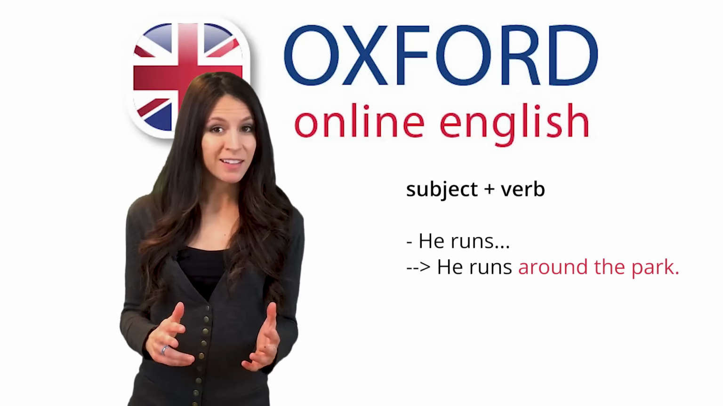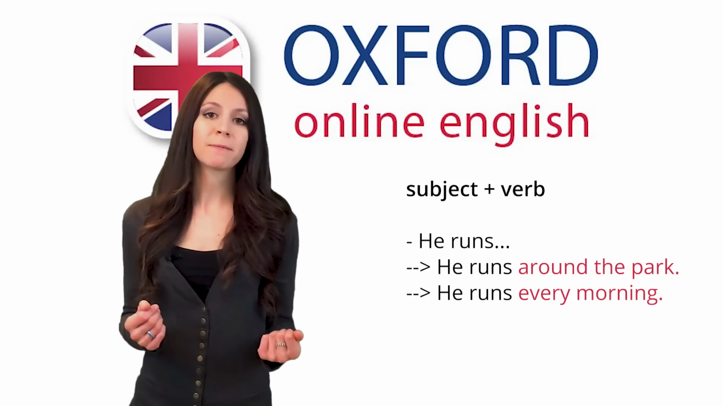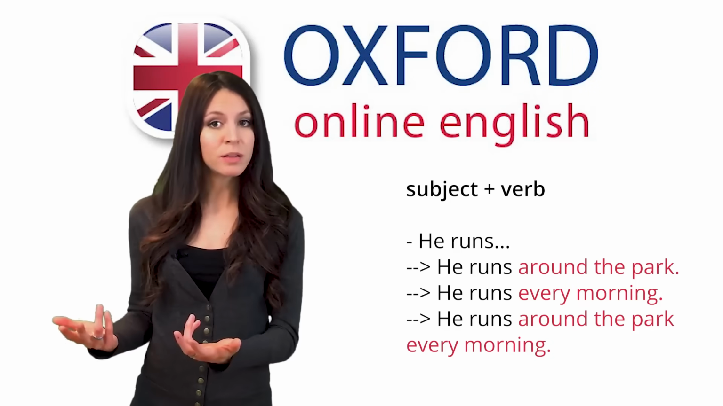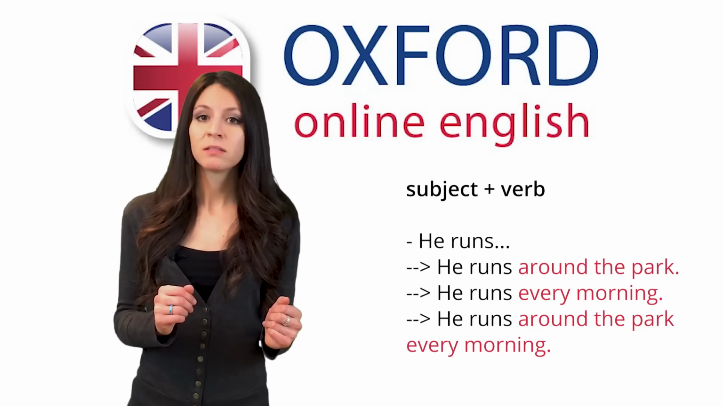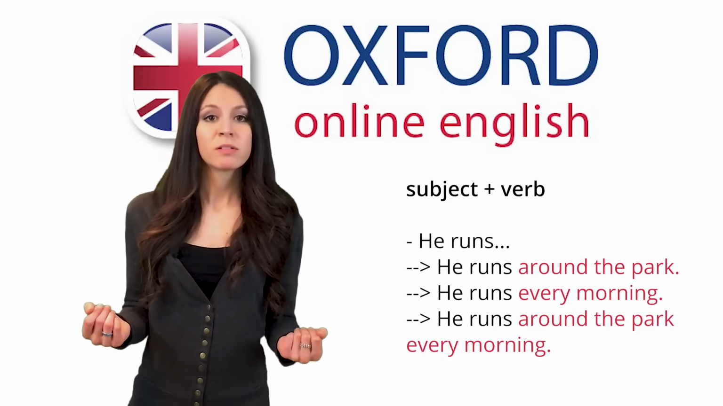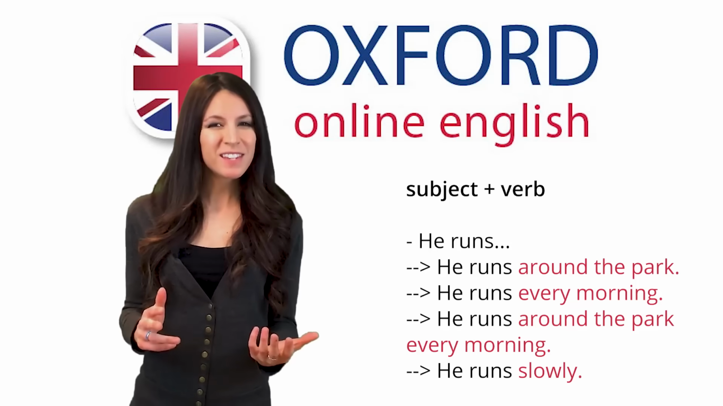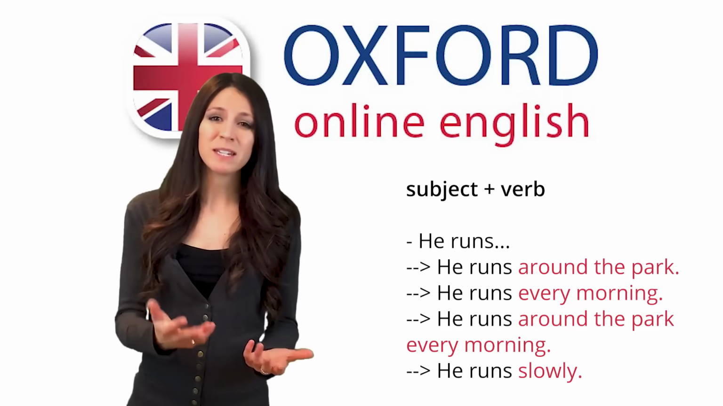You could add an adverb of time. He runs every morning. You could add both. He runs around the park every morning. You could add an adverb of manner. He runs slowly. You can see that you have many choices, but your choices are also limited.